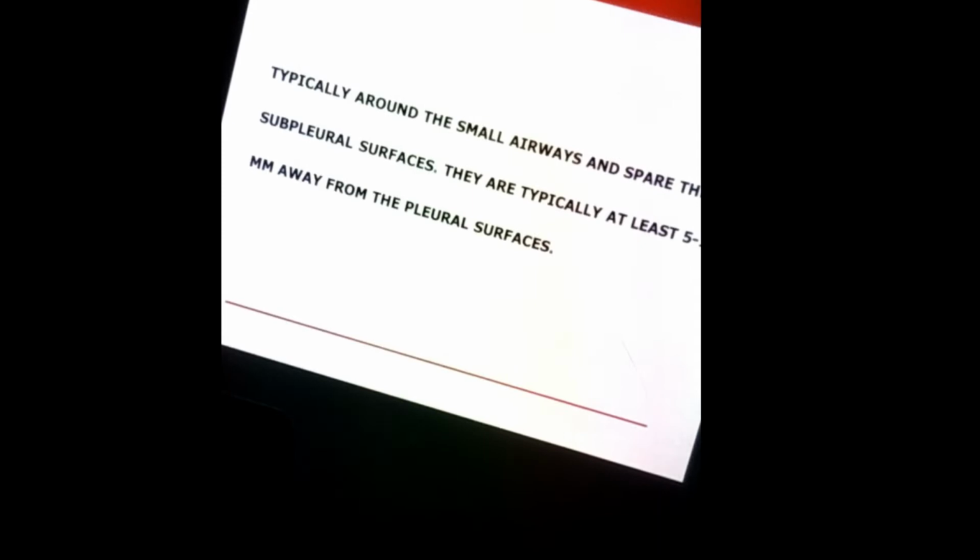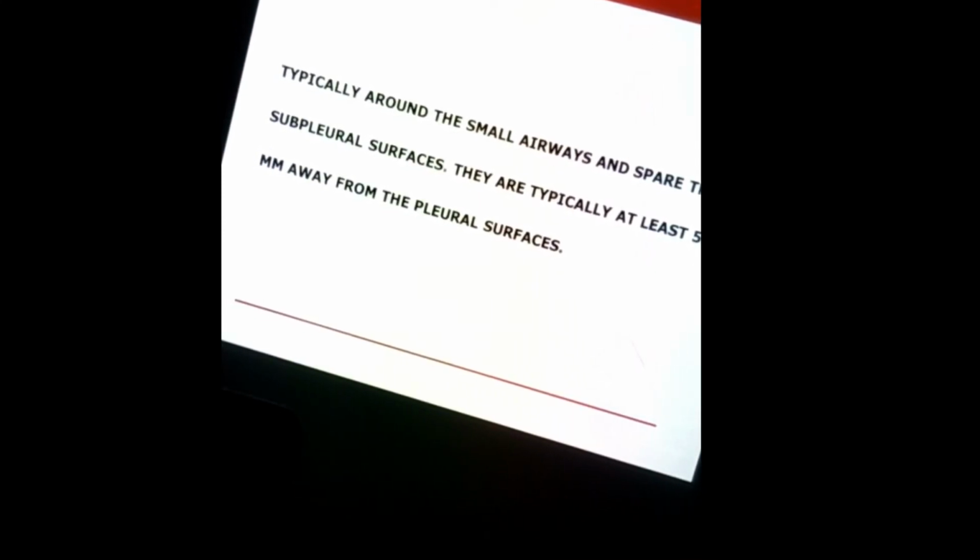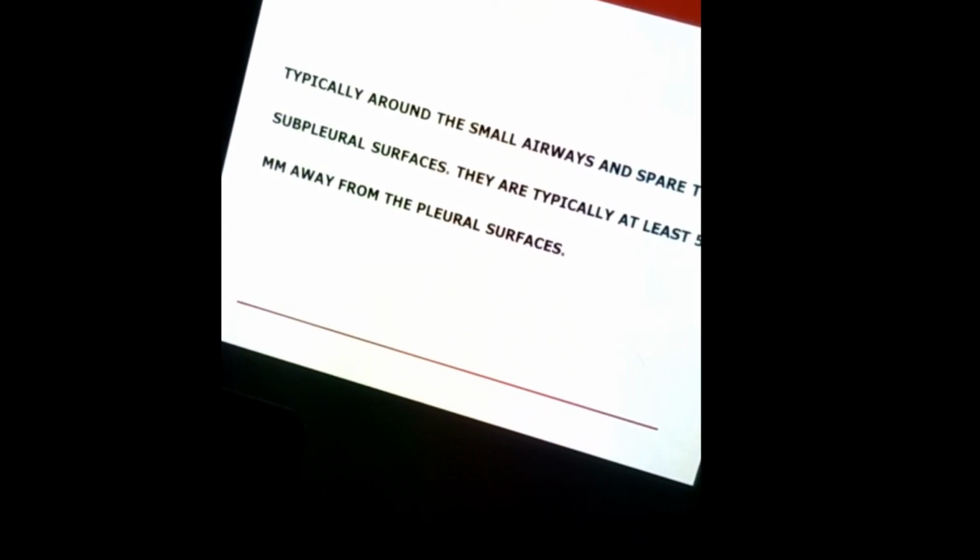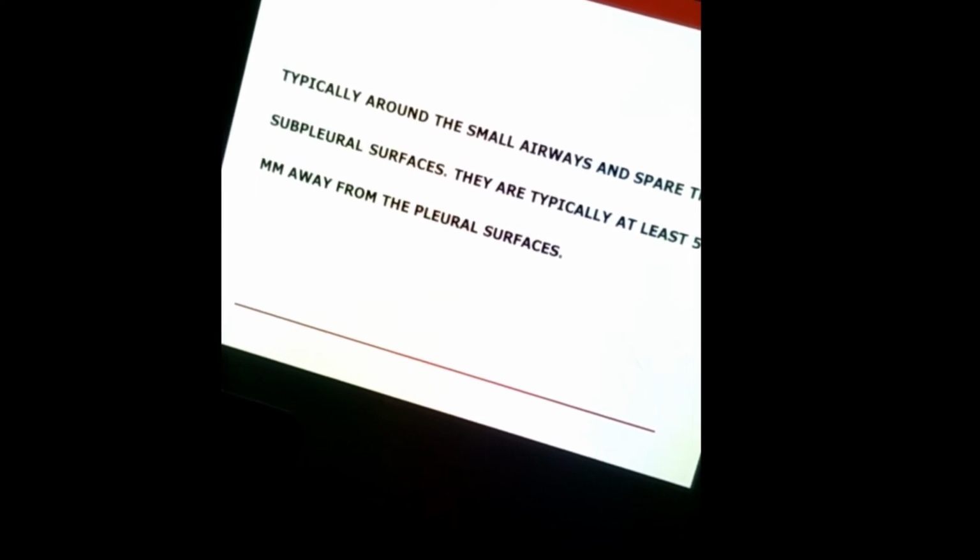Here you see that this patient has a lot of nodules. These nodules are equidistant from each other, so this patient has centrilobular nodular pattern. Typically around the small airways and spare the subpleural surfaces, they are typically at least 5 to 10 mm away from the pleural surfaces. Here you see that there is a nodular pattern, but this nodular pattern is present along the lymphatics. This is perilymphatic nodular pattern, and this suggests that this patient may have sarcoidosis.